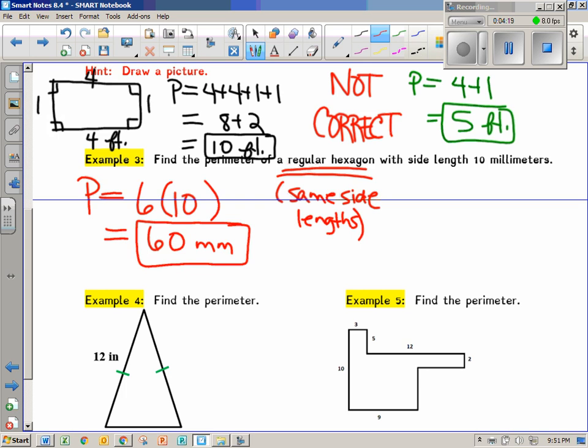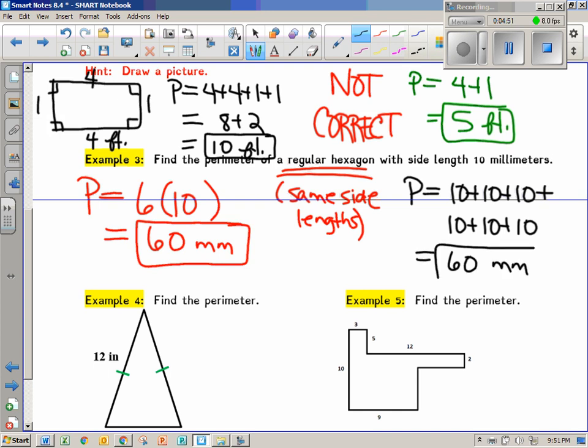Inevitably, someone says, but I thought you were supposed to add when you found perimeter. Well, of course we are adding, but we're using repeated addition. So you might feel a little better writing out 10 plus 10 plus 10 plus 10 plus 10 plus 10. Hopefully, after not too long of that, you'll realize, oh yes, I should just use multiplication right there. But same answer either way.